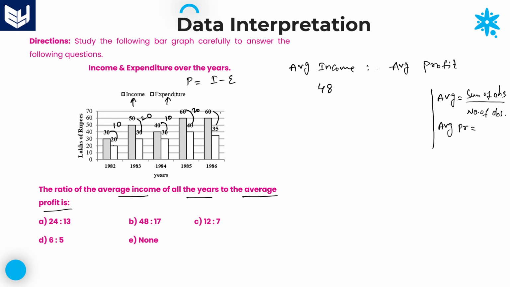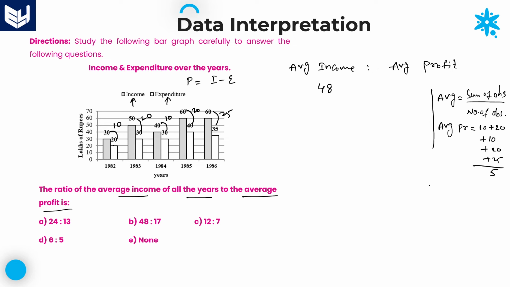60 minus 35, that is 25. Now, you can add all the values. Here it is, sorry, not 40, initially 10, 10 plus 20 plus 10. Again, after that 20 plus 25. Whole divided by number of observations, which are 5 only.